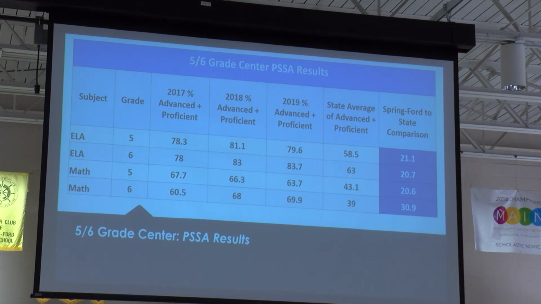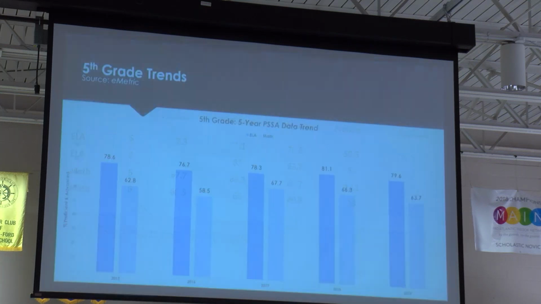When we look at a comparison for 5th, 6th grade, you will see that we are doing exceedingly well compared to our state. This is representing, again, that 5-year trend of our PSSA data. This is specifically 5th grade now. So what we are seeing is an overall high trend here. Again, some dips that we have to draw our attention to, but both for ELA and math, certainly high achievement across the board.